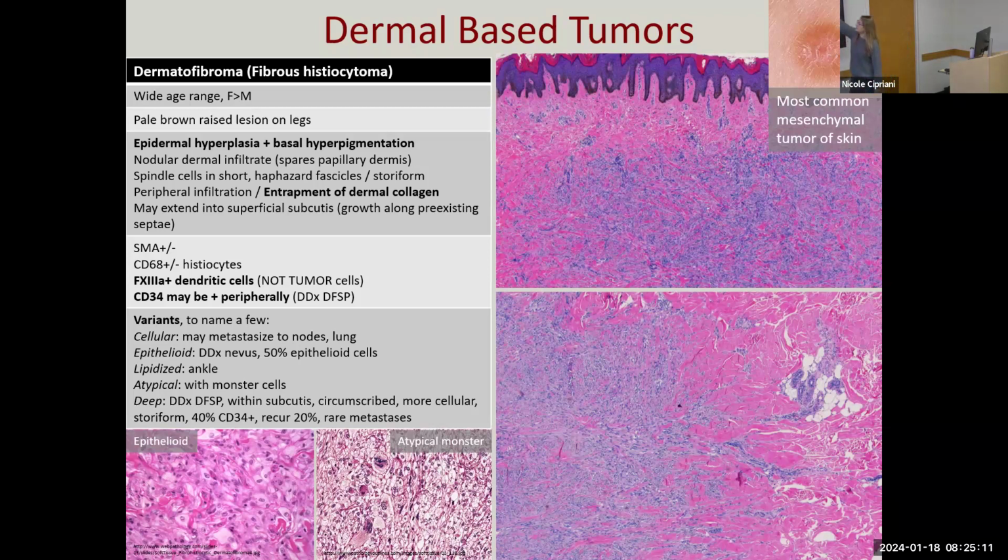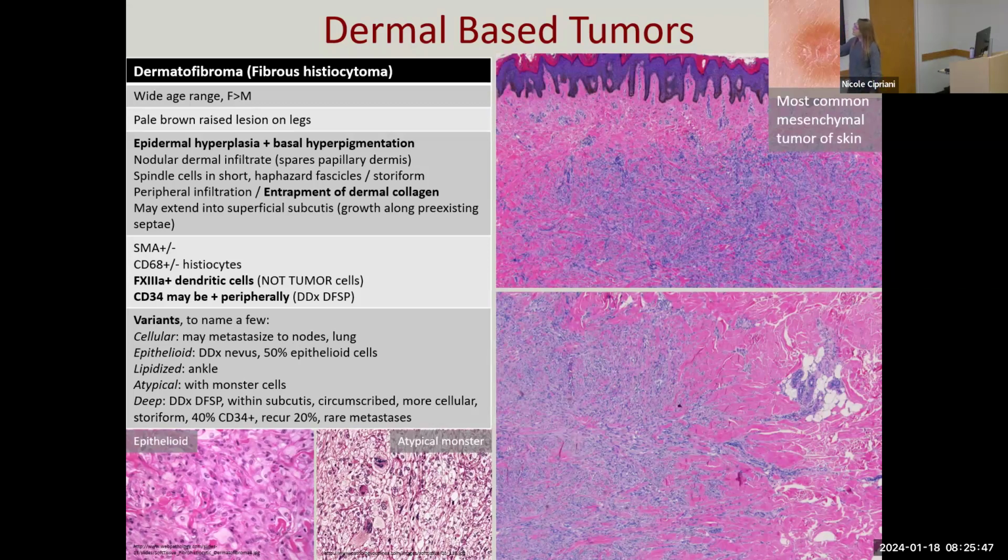It might look scary because it's highly infiltrative, right? It percolates between the dermal collagen. But when you examine it, it's generally relatively bland. It has a storiform appearance. It can have a few mitoses here and there. If you want to prove it, you can do SMA and histiocyte markers and factor XIIIa, which will highlight some of the cells. If you're worried about a DFSP, which I'll show you next, you only generally can have a little bit of CD34 at the periphery, but it shouldn't be diffuse and it shouldn't be strong.